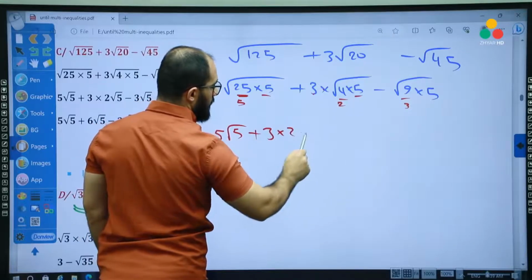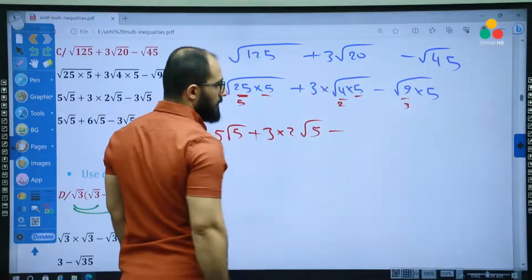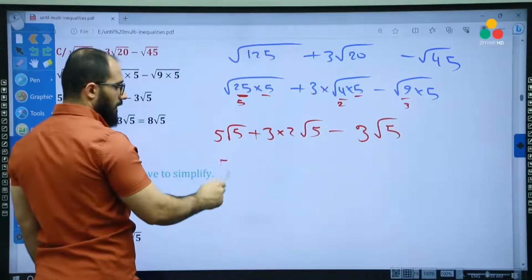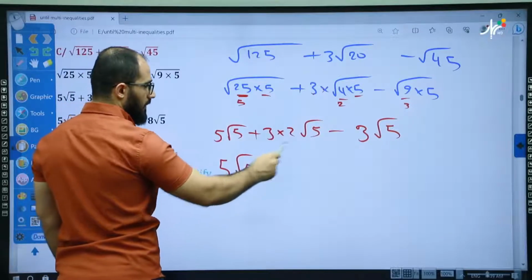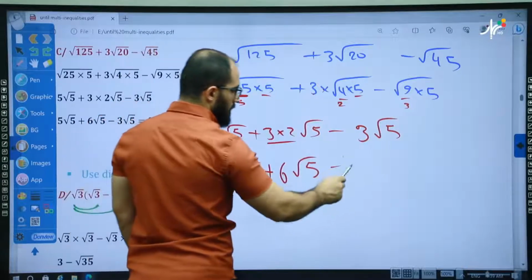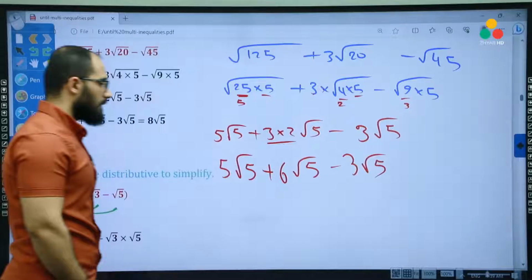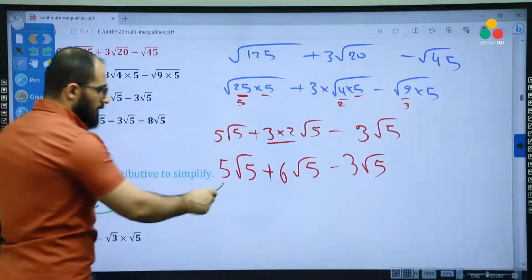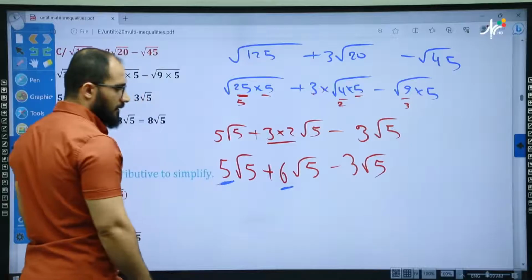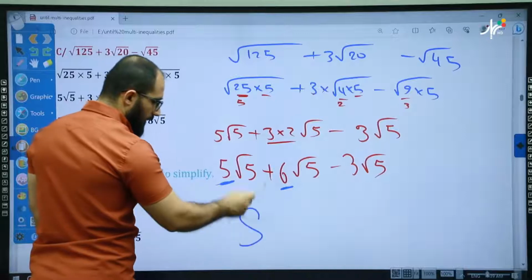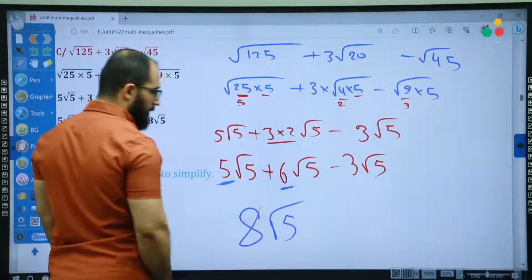2 square root of 5 minus the square root of 9 is 3 square root of 5. 5 square root of 5 plus 3 times 2 is 6 square root of 5 minus 3 square root of 5. So right now all the radicands are equal. Okay, then we can add and subtract. So 5 plus 6 is 11 minus 3, then it's going to be 8. 8 square root of 5.